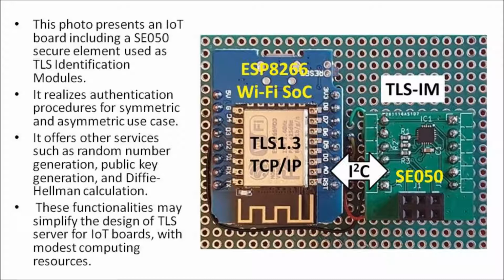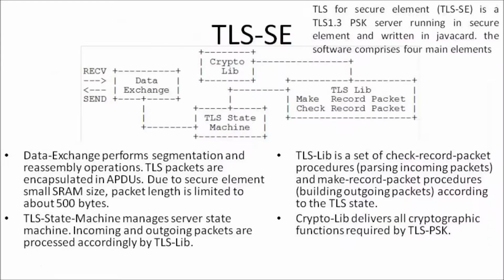It realizes authentication procedures for symmetric and asymmetric use cases. It offers other services such as random number generation, public key generation, and Diffie-Hellman calculation. These functionalities may simplify the design of TLS server for IoT boards with modest computing resources. TLS for secure element, TLS-SE, is a TLS 1.3 PSK server running in secure elements and written in Java Card.